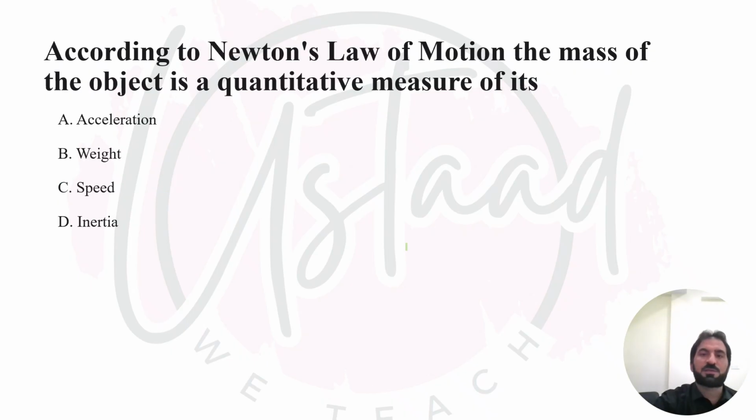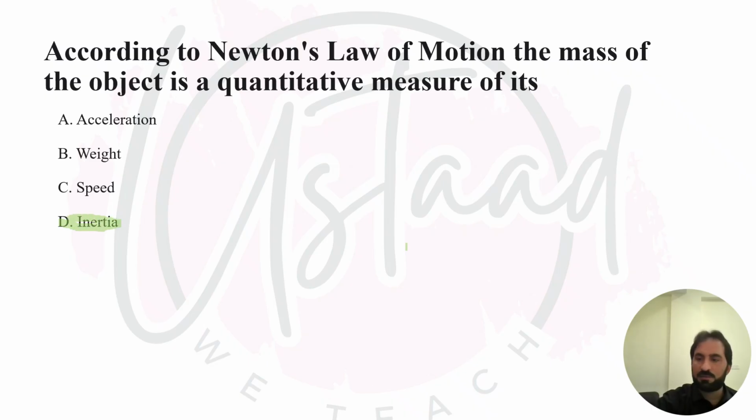According to Newton's law of motion, the mass of the object is the quantitative measure of: A acceleration, B weight, C speed, and D inertia. So the correct option we have is inertia.